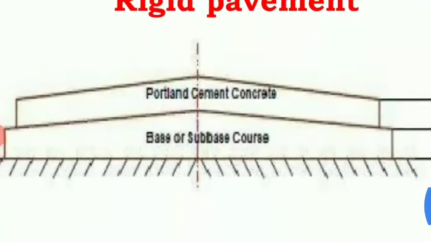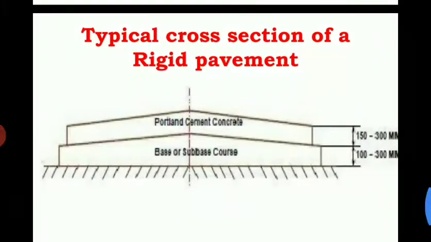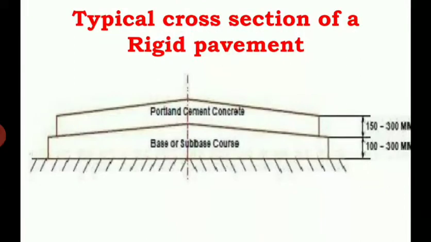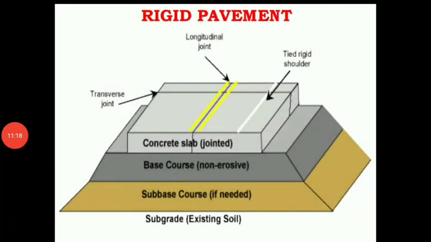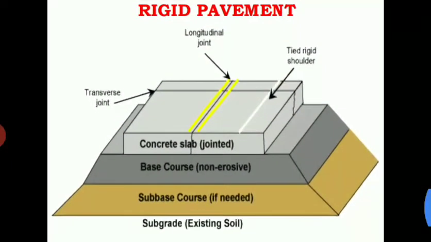So here it acts according to plate concepts instead of layers, because we can see only three layers in this rigid pavement. The topmost layer is made up of Portland cement concrete, the middle layer we can call the base or sub-base course, and the bottommost layer is the natural subgrade. Here you can see one more diagram, showing how exactly the layers are formed in the rigid pavement. This is a figure that shows the rigid pavement layers.